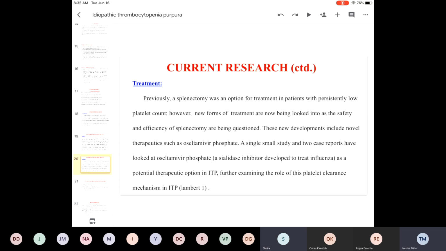These new developments include novel therapies such as oseltamivir phosphate. A single small study and two case reports have looked at oseltamivir phosphate, a sialidase inhibitor developed to treat influenza, as a potential therapeutic option in ITP, to further examine the role of this platelet clearance mechanism in ITP.